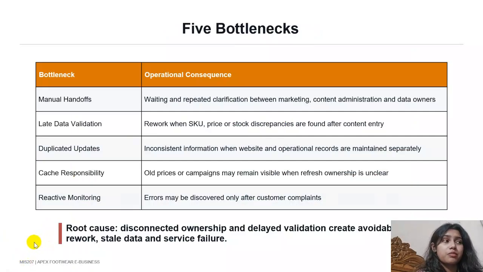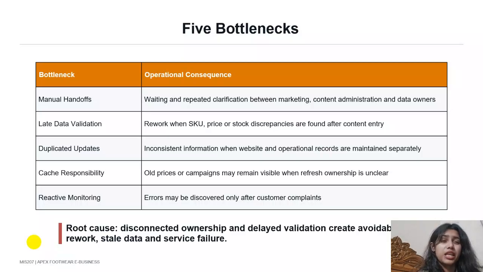Now I will explain 5 bottlenecks that our analysis found. First, manual handoffs create waiting and confusion. Second is late data validation, which causes rework when errors are found later.